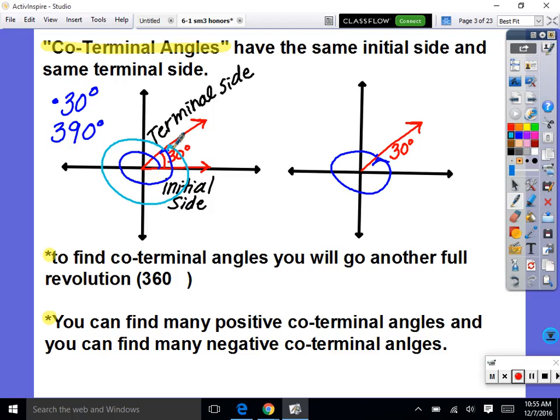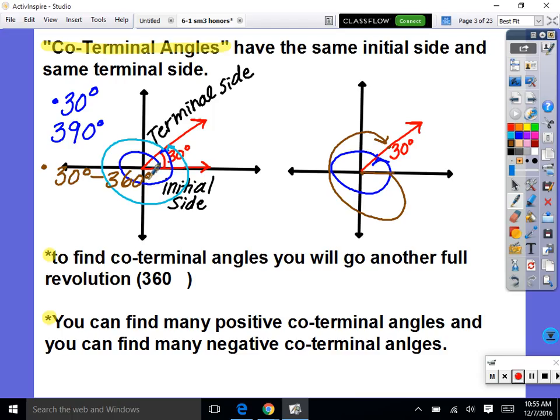Let's think about it the other way. Wouldn't it still be coterminal to make a negative angle by starting here, going down, around, and stopping there? Wouldn't that put us in the same spot? Yep, so isn't that taking 30 degrees and subtracting 360 to get back to that same spot? Okay, so that's a negative coterminal angle. You took 30 degrees and you subtracted 360 degrees.